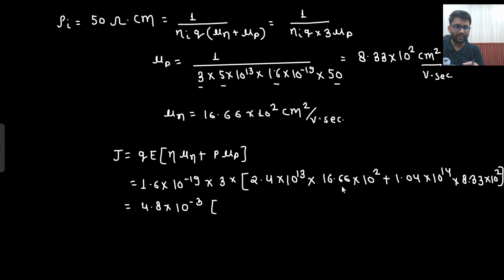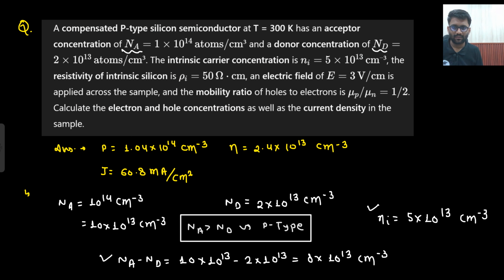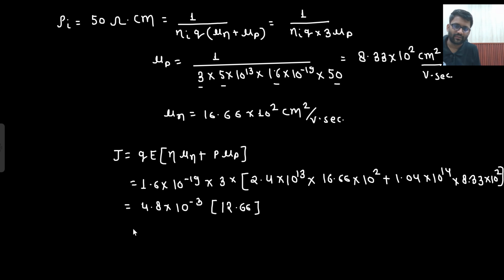That value I am getting, and then 1.04 into 8.33. So you are getting 12.66 here, and that will be multiplied with 4.8. So 16.77, yeah, 16.77. So we are getting 60.77. 10 to the power minus 3 can be replaced with milliampere, divided by, everything is in centimeter, right? So centimeter square. So that would be the answer.